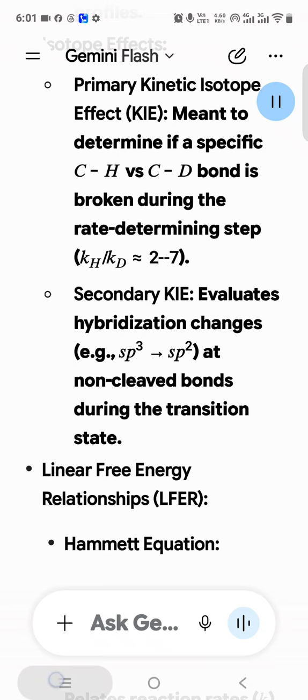Secondary KIE evaluates hybridization changes, e.g., sp3 to sp2, at non-cleaved bonds during the transition state. Linear free energy relationships, LFER.